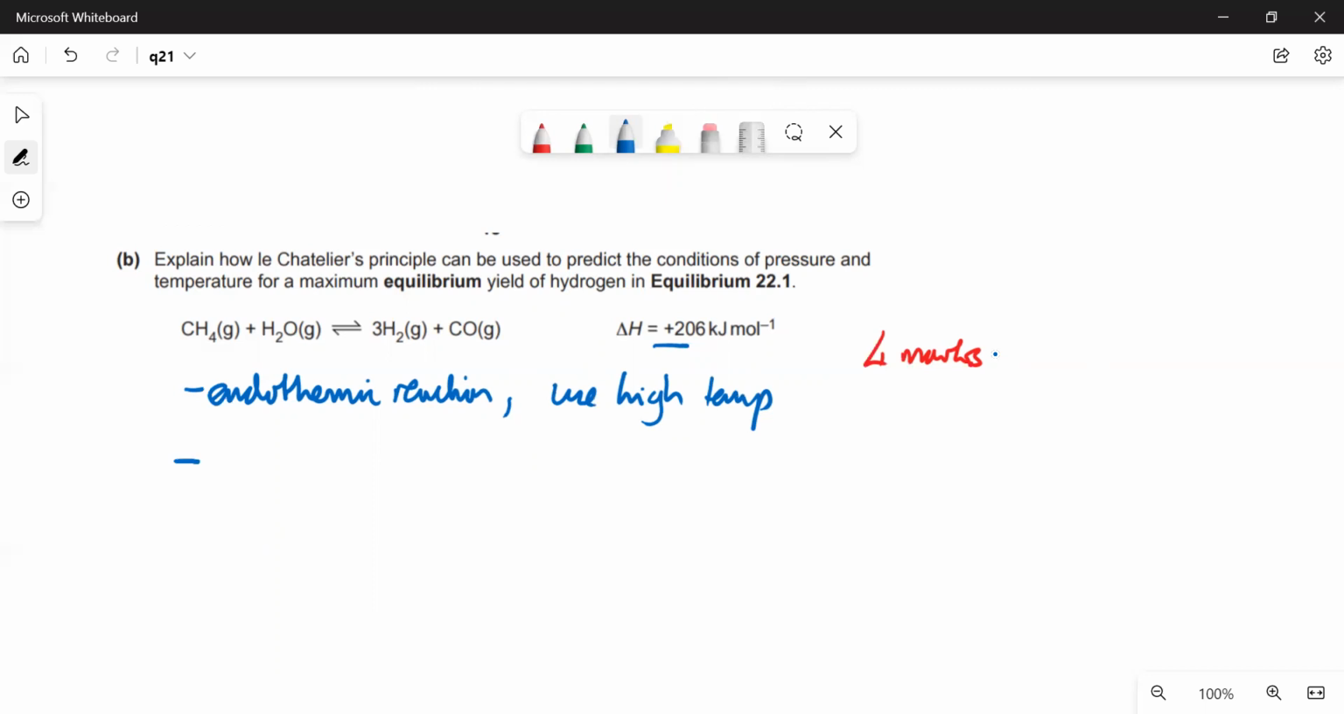Right, now let's look at the pressure, okay? So on the left-hand side, we have got 1 mole of methane, 1 mole of water. So that's a total of 2 gas moles. And on the right-hand side, we've got 3 hydrogens and 1, so that's 4 gas moles there. So that means as it goes forwards, the number of gas moles increases. So you should use a low pressure, and that will make the reaction move in the direction of the most gas moles.